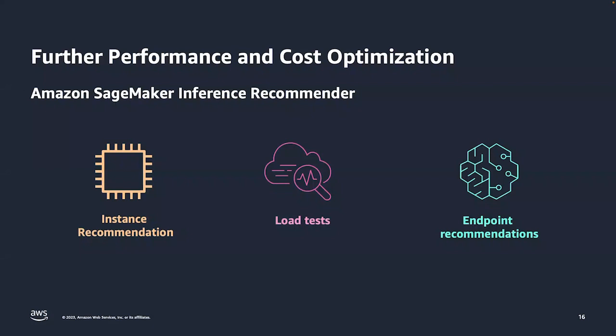All right, so if you do choose to use SageMaker, there are further performance and cost optimizations you can take advantage of by using Amazon SageMaker Inference Recommender. This will provide instance recommendations based on your workload. It also conducts custom load tests across instance types and reviews the results. And lastly, it provides optimized endpoint configurations as well.